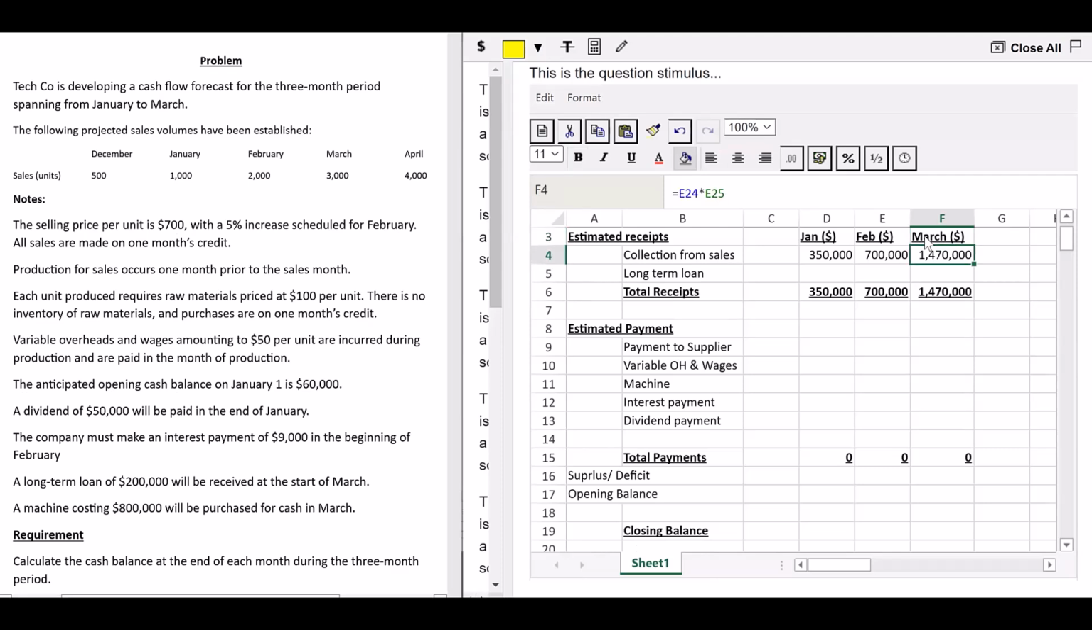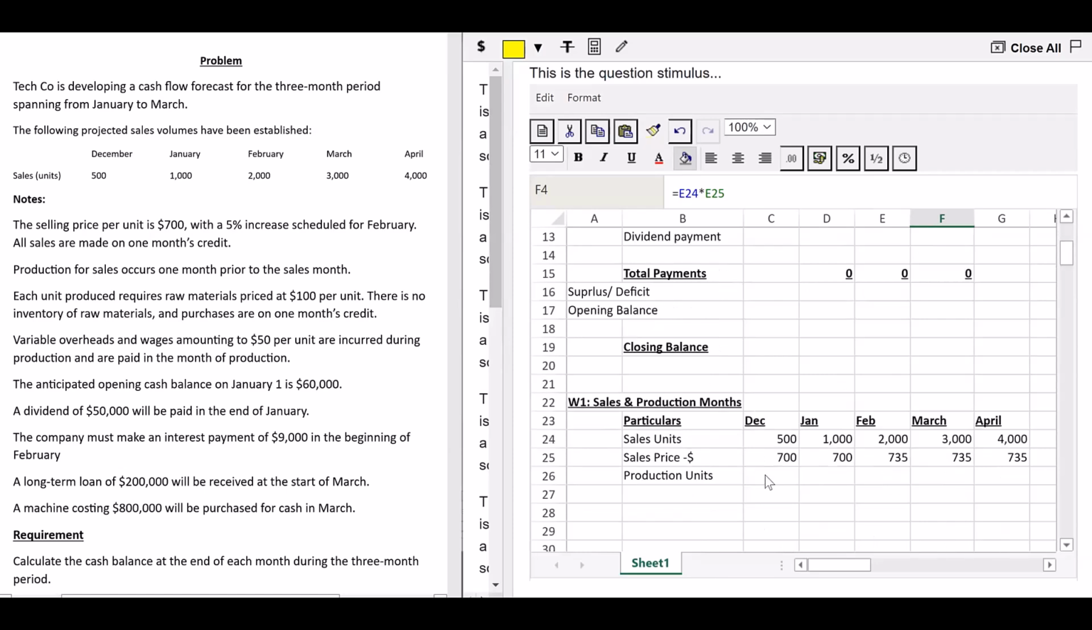Now, the collection from sales for Jan is 350,000, for Feb it is 700,000, and for March it is 1,470,000. Moving on to the next point, production for sales occurs 1 month prior to the sales month. Sales is provided, so whatever is supposed to be sold in January will be produced in December. Whatever is supposed to be sold in Feb will be produced in Jan. Whatever is supposed to be sold in March will be produced in Feb, and whatever is supposed to be sold in April is produced in March.